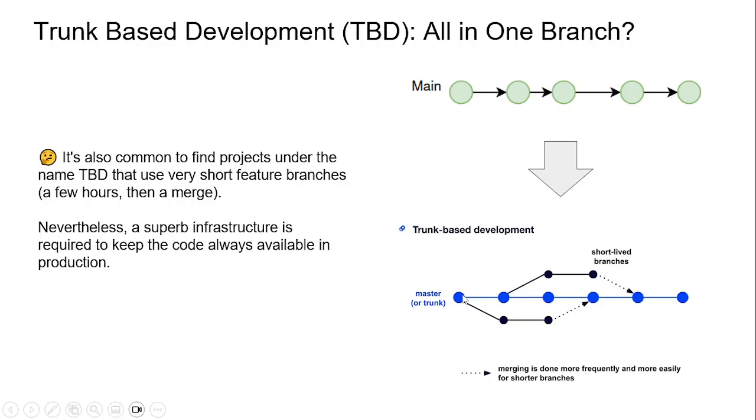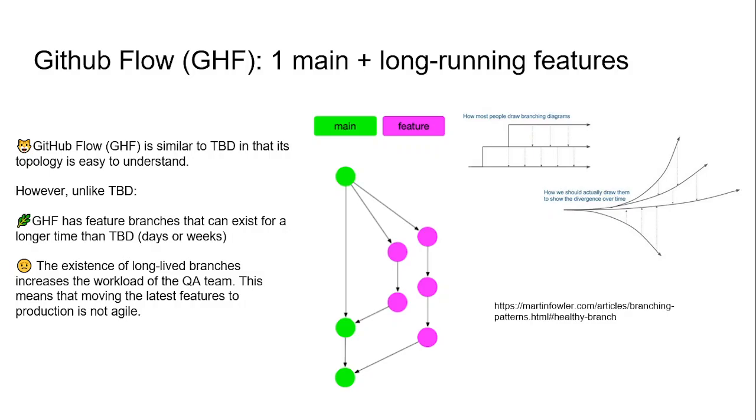Nevertheless, taking apart that small detail of whether or not there are feature branches, we should consider that we always need that superb infrastructure to keep the code always available in production. So that is the main problem. How would you develop that infrastructure? That could be done in big companies, as I mentioned, but if we don't have that capacity or that time, we need to check other workflows.